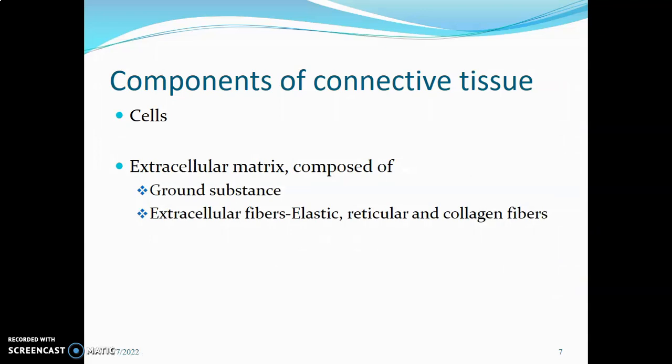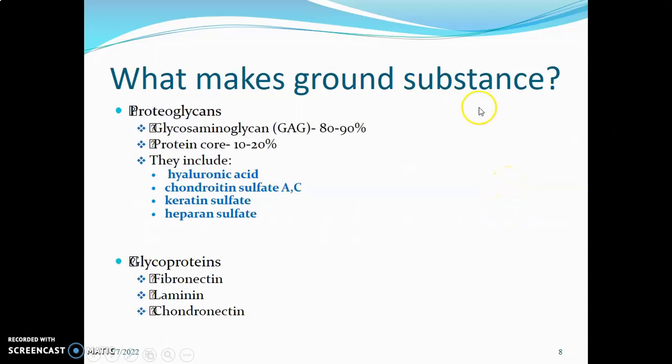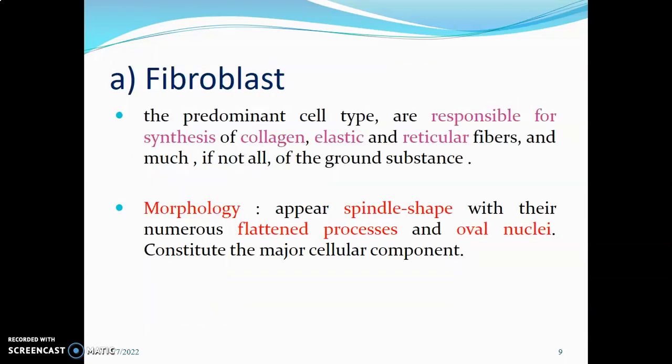So as I have said, the components of connective tissue, you always start with cells and extracellular matrix. The matrix contains ground substance and the extracellular fiber, we have elastic, reticular, or collagen fibers. So what makes the ground substance? We have proteoglycans. You need to at least know the components. We can ask you to list 5 components of the ground substance. We have proteoglycans such as glycosaminoglycan, protein core such as hyaluronic acid, chondroitin sulfate, keratin sulfate, and heparan sulfate. And we also have glycoproteins such as fibronectin, laminin, and chondronectin.